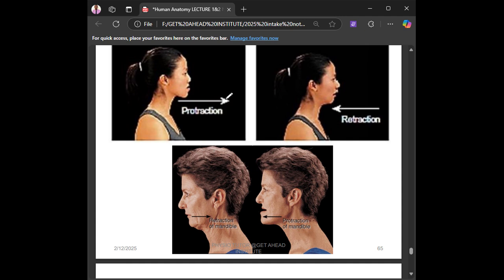So protraction, retraction. When it comes to the mandible, you're able to see there's a difference here. Retraction moving back, protraction, the mandible moves forward like that.